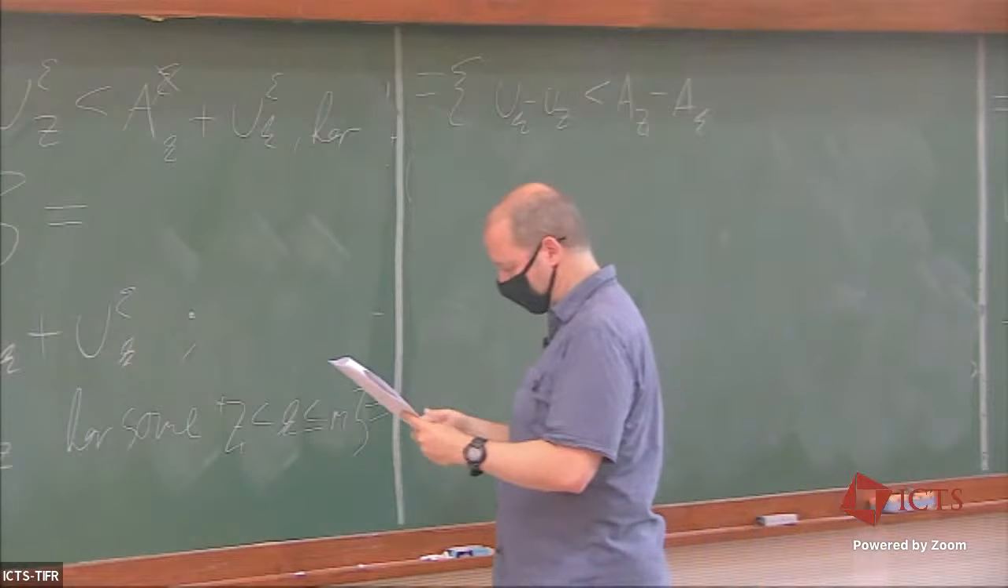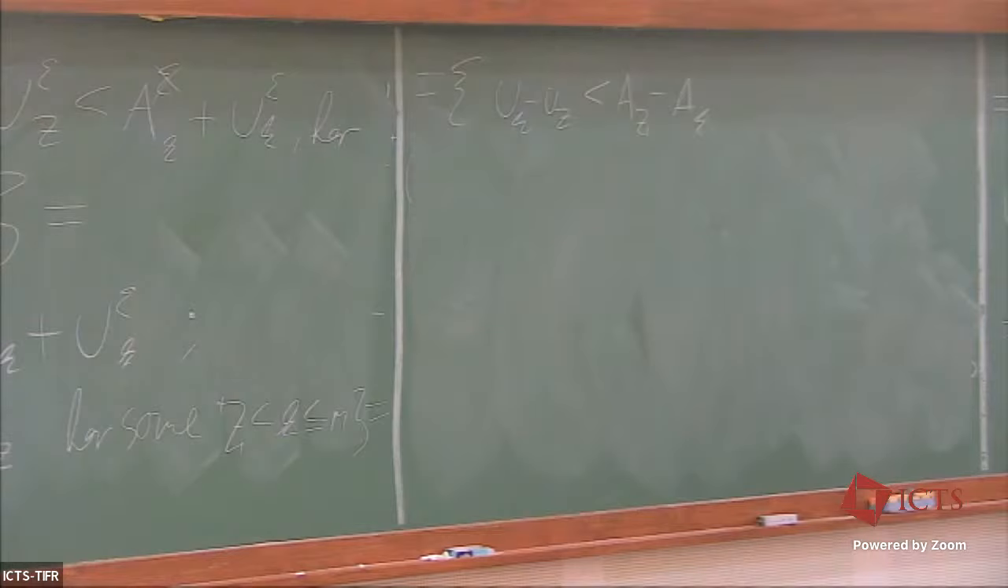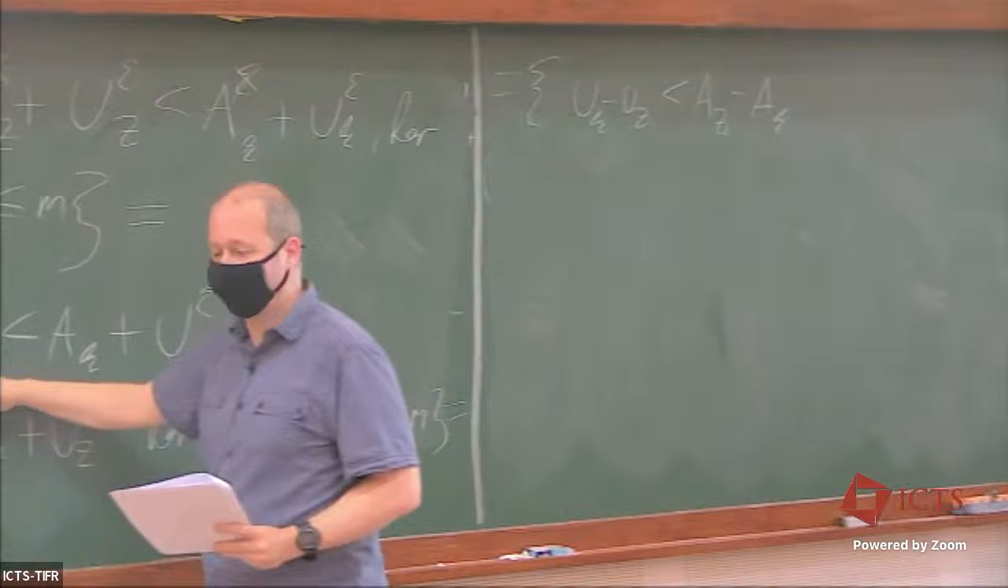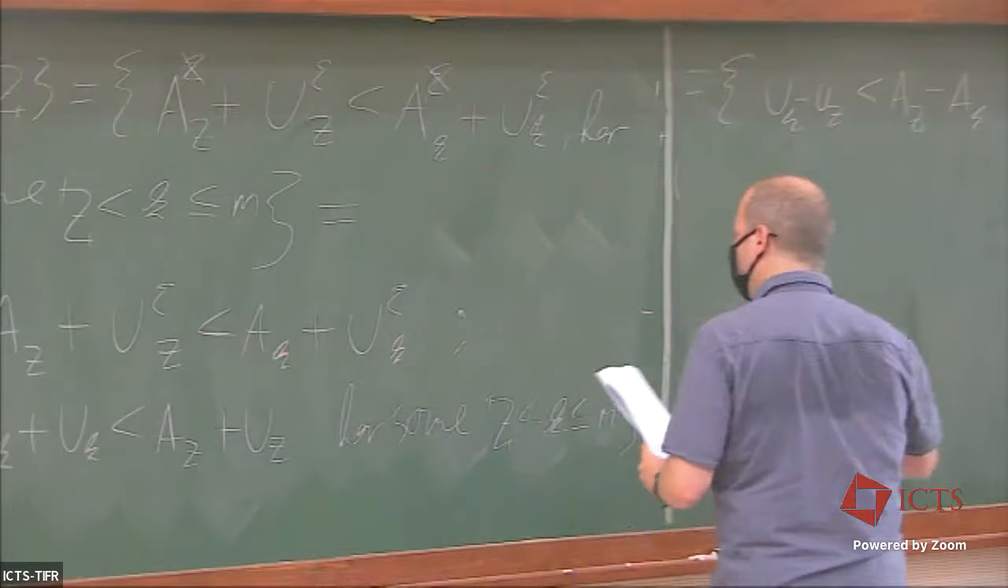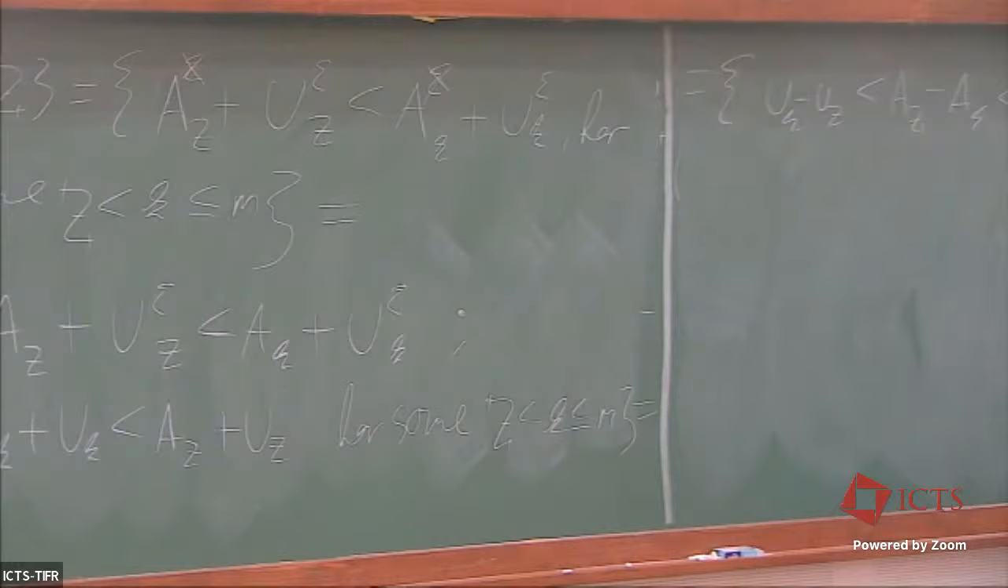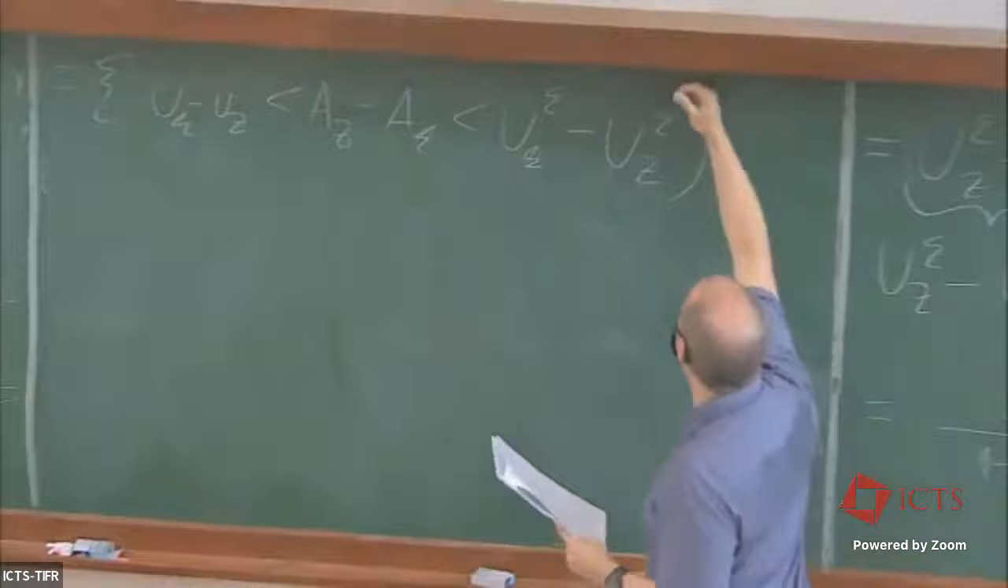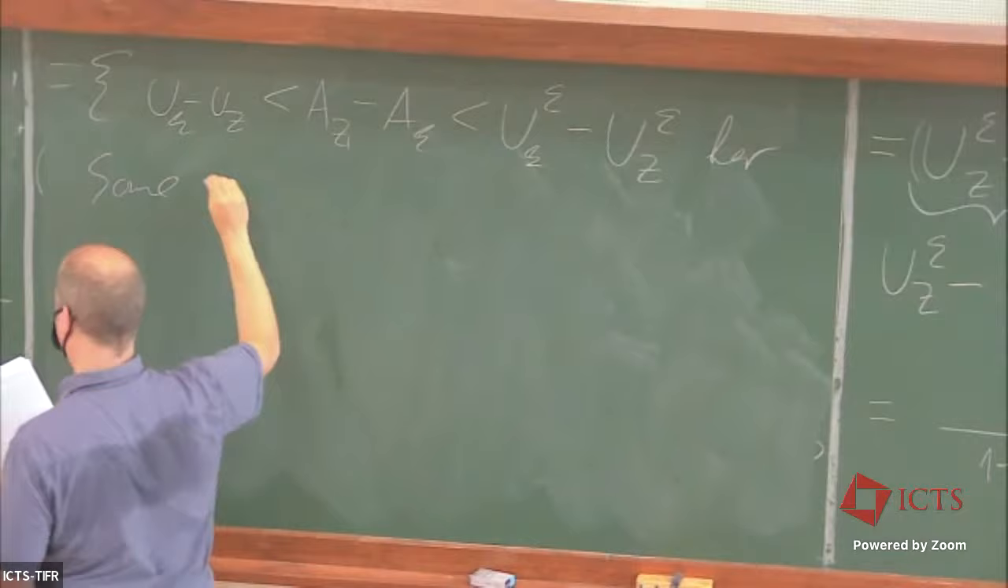AZ minus AK. This is the point where I'm using that I really don't need the epsilon on the A's. It's the same bulk weights everywhere. So these inequalities are about different models, but they have the same AKs, so I don't need to bother with the epsilon. So I'm going to solve for the same AZ minus AK from the first inequality. And that tells me that AZ minus AK is smaller than UK epsilon minus UZ epsilon, for some K that's bigger than Z.